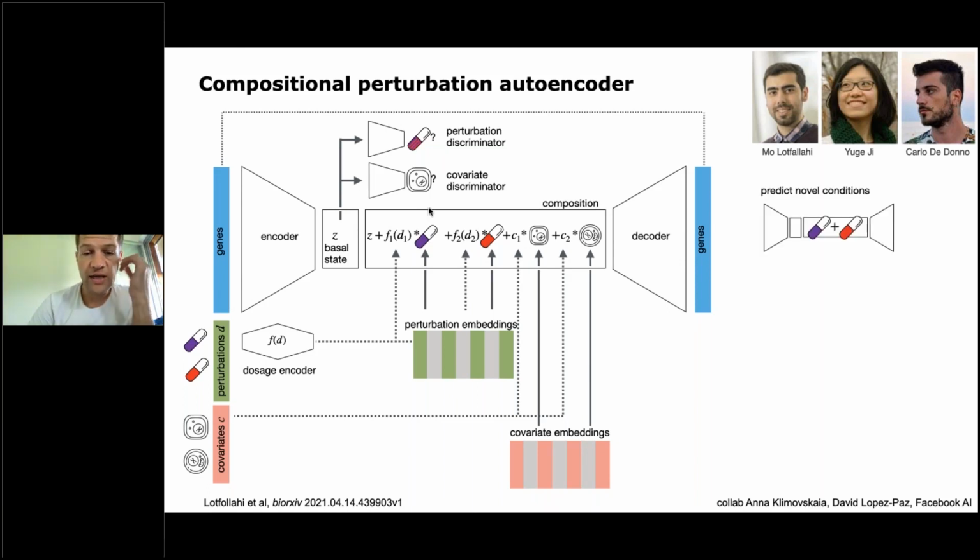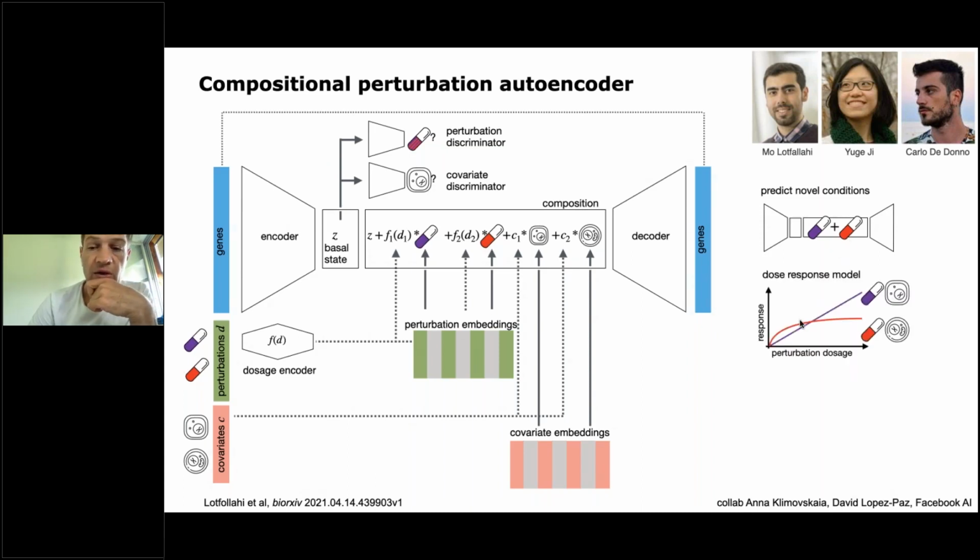Well, now that you actually model each individual contribution and some of the combinations, you can also predict novel combinations. You can also do something like dose response modeling. So for example, if you observe a model for the dosages at some time points, you can actually interpolate the rest. And I think that's really interesting.